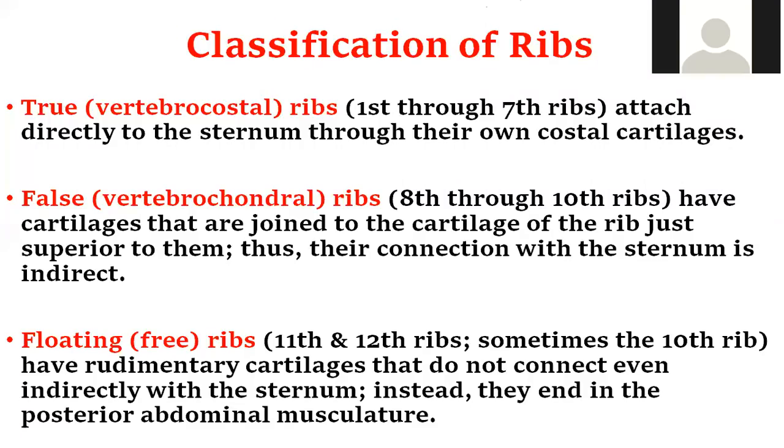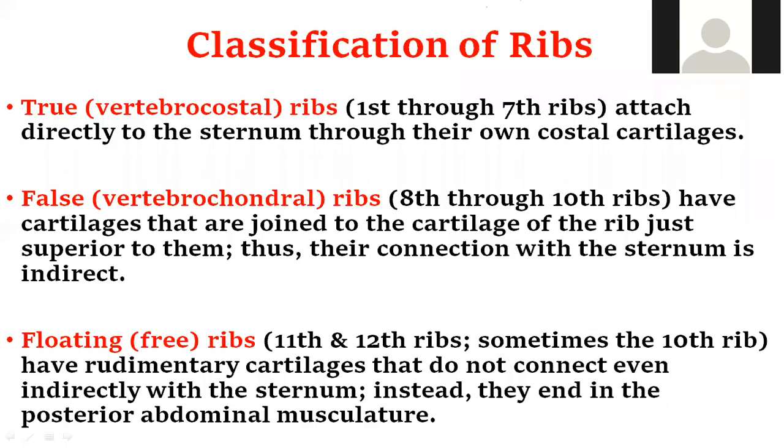The next ribs are called vertebrochondral ribs, and these are ribs 8, 9, and 10. Their cartilages are not directly joined to the sternum, but they are joined to the cartilage of the rib just superior to them. Take for example, the 9th rib joined to the costal cartilage of the 8th rib. So they don't have a direct connection with the sternum, but they have an indirect connection with the sternum, and that is why they are classified as being false.